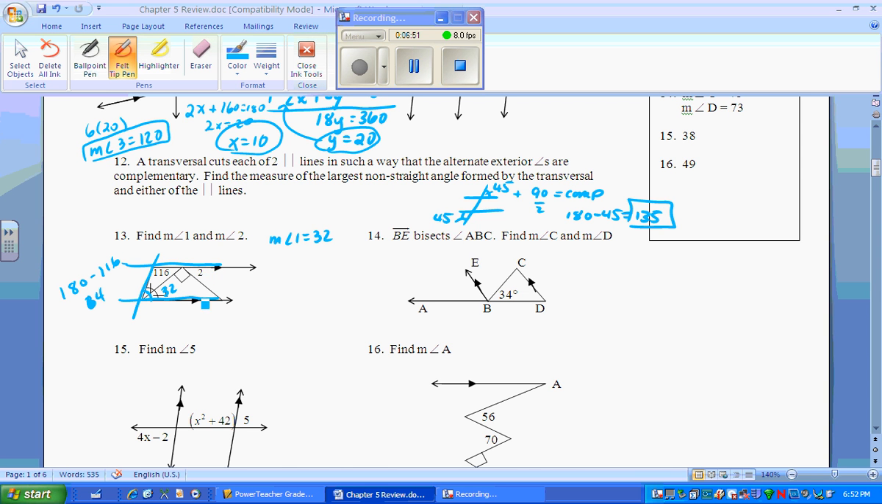We need the measure of angle 2. Well, how many degrees are in a triangle? Triangles equal 180 degrees. So if we have 90 plus 32, we get 122. 180 minus 122, we are left with 58 for the measure of angle 2. Because if this is 58, this is also 58 because these are alternating interior angles.